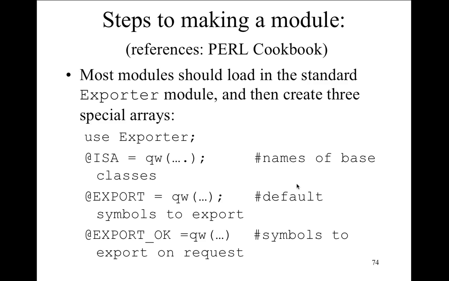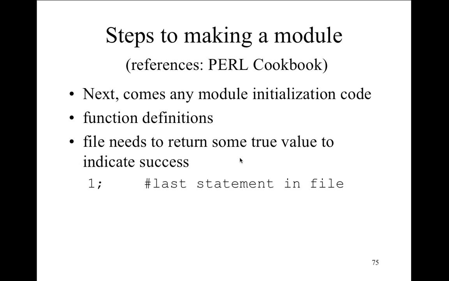Most of the modules should load in the standard exporter module and then create 3 different special arrays. In this particular example, use Exporter. And now we're going to do an ISA, name of the base classes. Export, the default symbol for the export here. Export OK, symbol for the on request. So don't really be concerned about it. In terms of the final, the basic fundamentals of Perl, what makes it unique as a language, I'm not going to ask you any questions about any particular modules or anything.